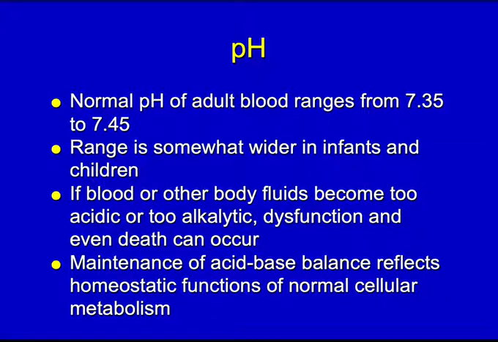Anything lower than 7.35 is more of an acidic condition. 7.45 and above is more of the opposite of an acid, so it's a base. We'd like to live within that 7.40 range in order to make the cells function. Again, if it's too acidic or too basic or alkalotic, the body systems tend not to work. These cells just do not function well.